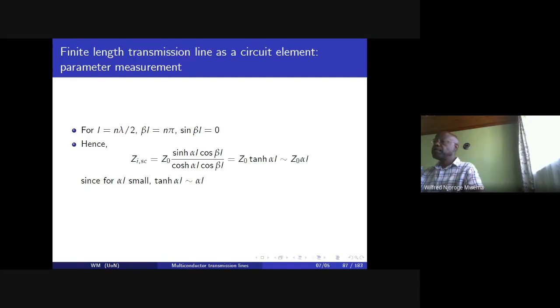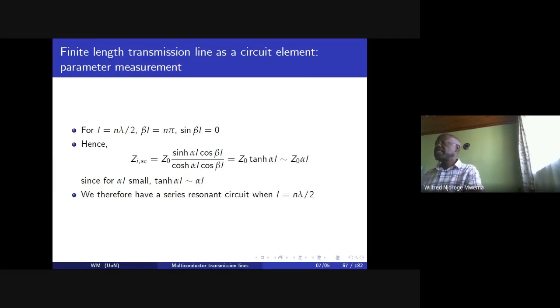And if alpha L is much smaller than unity, we can always approximate the hyperbolic tangent by the value of alpha L. And we get that the input impedance is therefore going to be given by Z0 alpha L, since for small alpha L, the tanh of alpha L is approximately alpha L. Now, if you look at that kind of expression, since Z0 is almost a pure resistance, we see that we have a resonance condition.